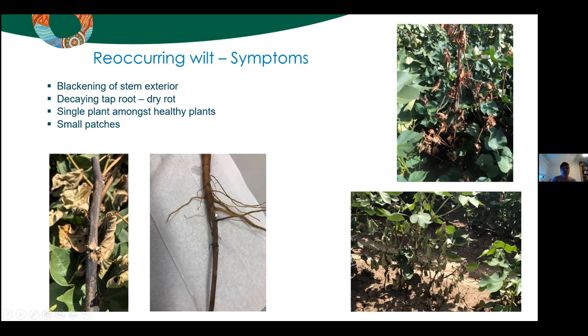The roots are decayed and very dry, it's like a dry rot. If you pull the plant out of the ground, it's very likely to pull away very quickly and leave a lot of the root behind because it's so dry and rotten. You'll see single plants and you'll see patches.